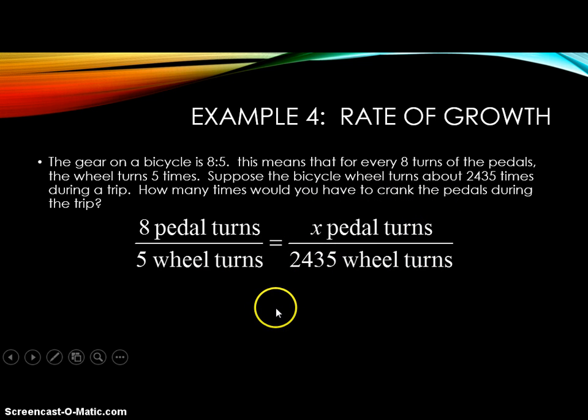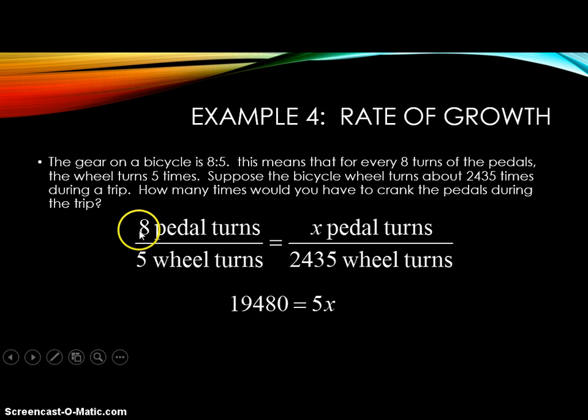What I want you to notice about consistency here is that the wheel turns on the left are in the denominator, and they're also in the denominator on the right side. Okay, I can't flip-flop these. What I could do, I could write 5 wheel turns over 8 pedal turns, and then put the 2,435 wheel turns in the numerator, and pedal turns on the bottom, but they have to be consistent. Okay, so I'm going to be multiplying wheel turns and pedal turns, and wheel turns and pedal turns. That'll keep both sides equal. And I'm going to do that right now.